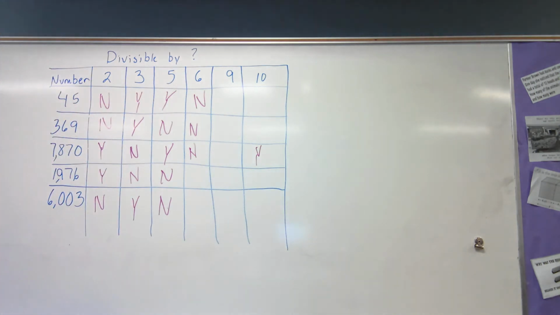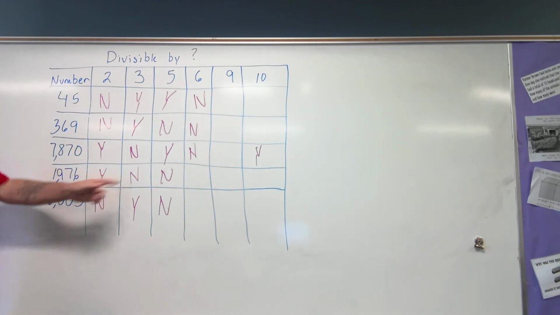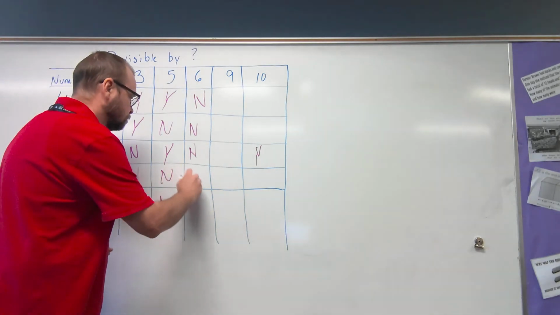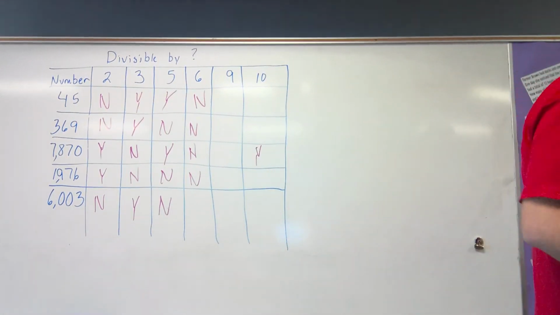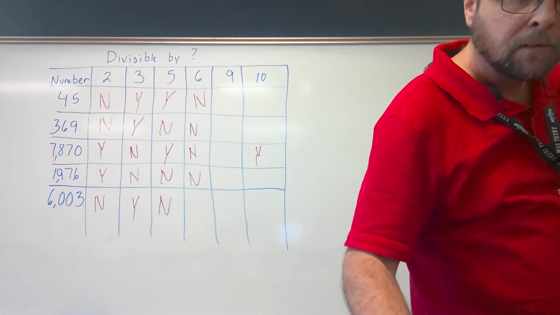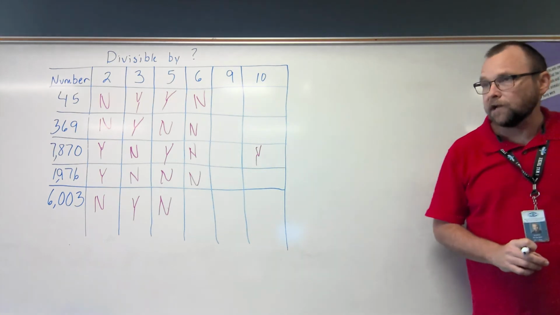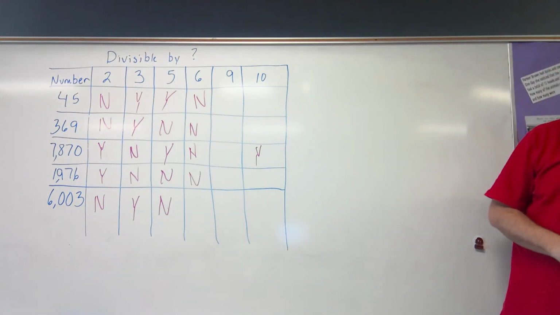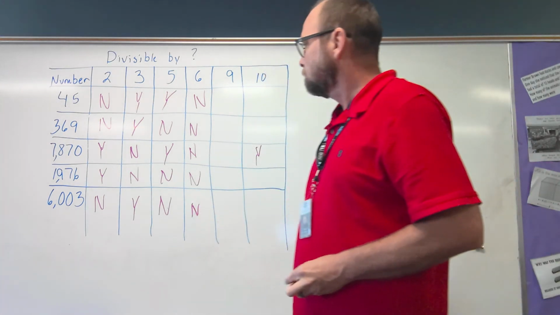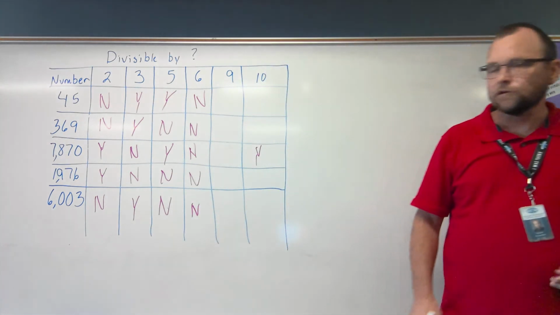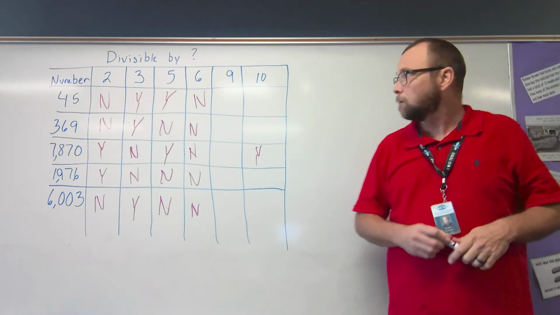John, 1,976. Is that divisible by 6? No. It is an even number, but it's not divisible by 3. 6,003. Brantley, is 6,003 divisible by 6? No, because it's not divisible by 2. It's not an even number.